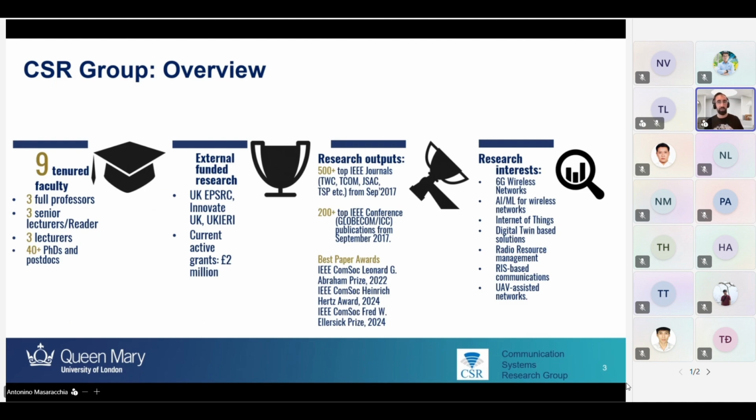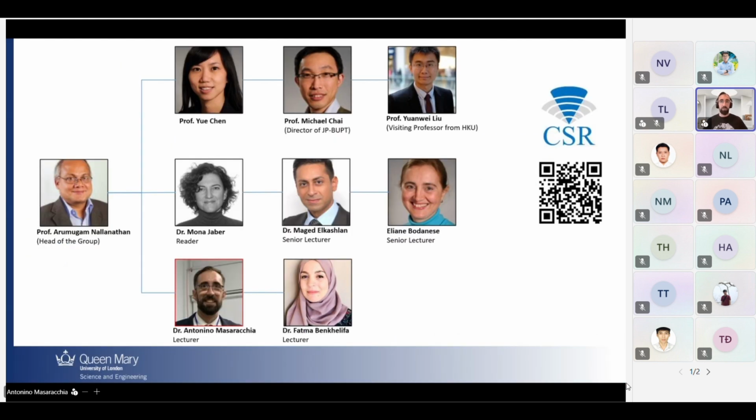We have received a great amount of money for research, in particular 2 million pounds sterling, and we have published more than 500 papers in top tier journals like Transactions on Wireless Communications and Transactions on Communications. The QMUL team, in particular the CSR group, has been invited to several highly prestigious conferences like Globecom and ICC, and received different best paper awards. This is the research group. For those who are interested, I put the QR code that will redirect you to the CSR group.